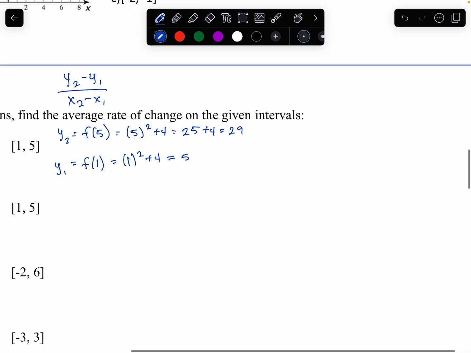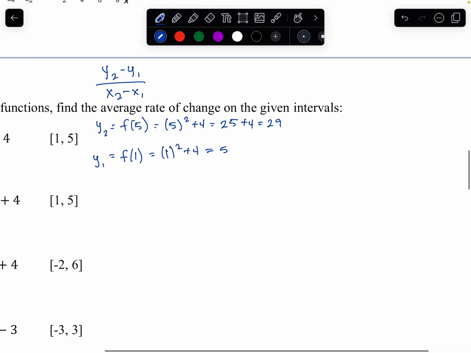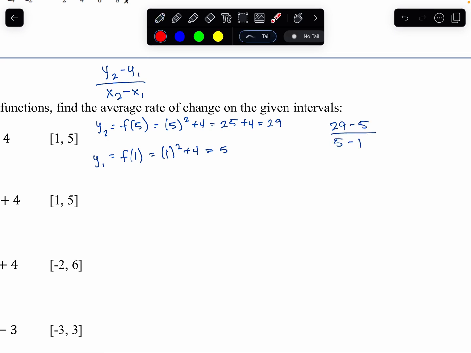So I have my y2 and my y1. So I'm going to do 29 minus 5 over 5 minus 1. So 29 minus 5 for y2 minus y1, and then x2 minus x1, 5 minus 1. 29 minus 5 is 24 over 4. So that's going to give me 6.